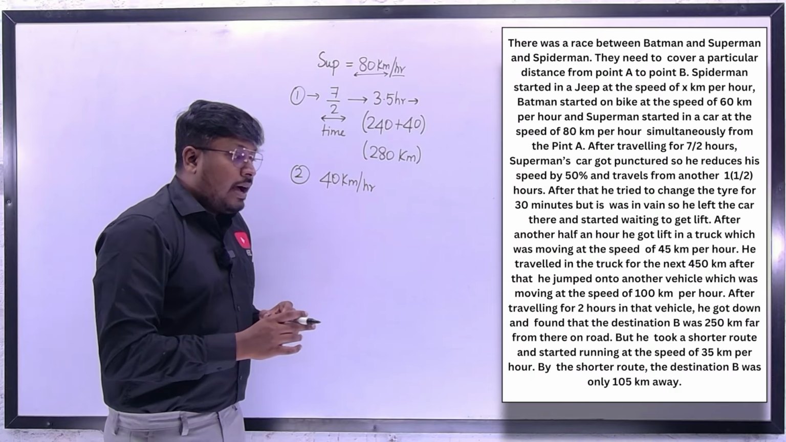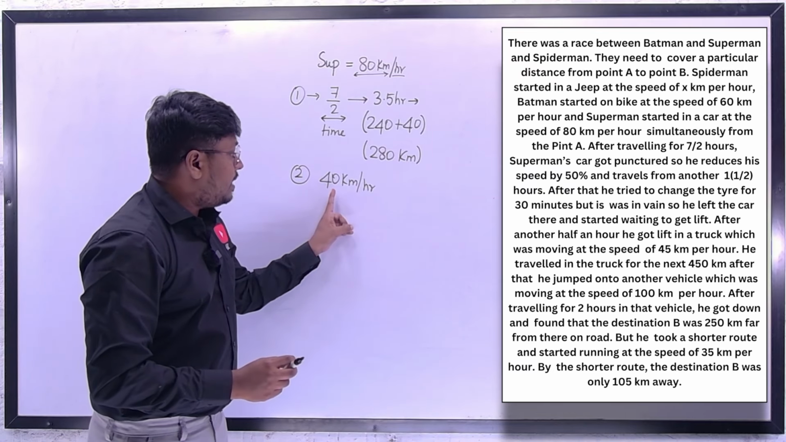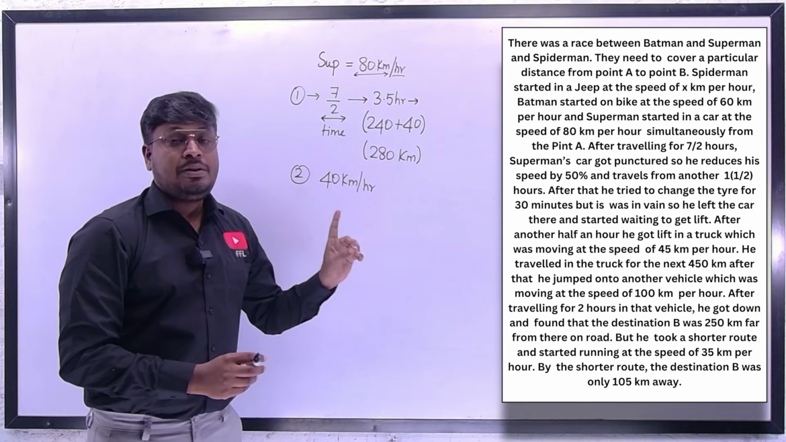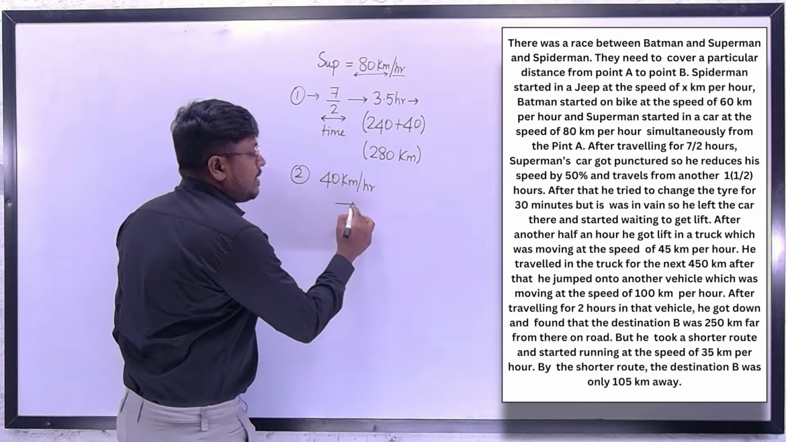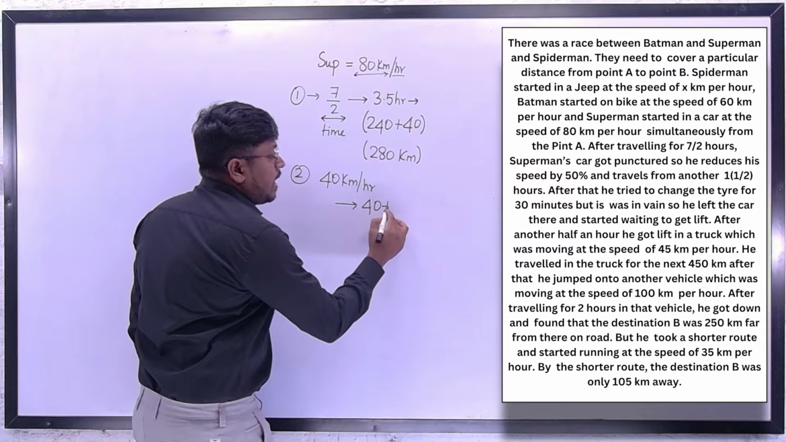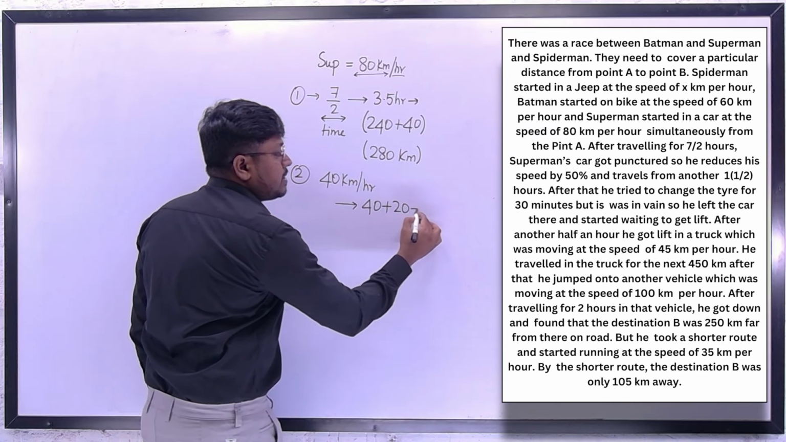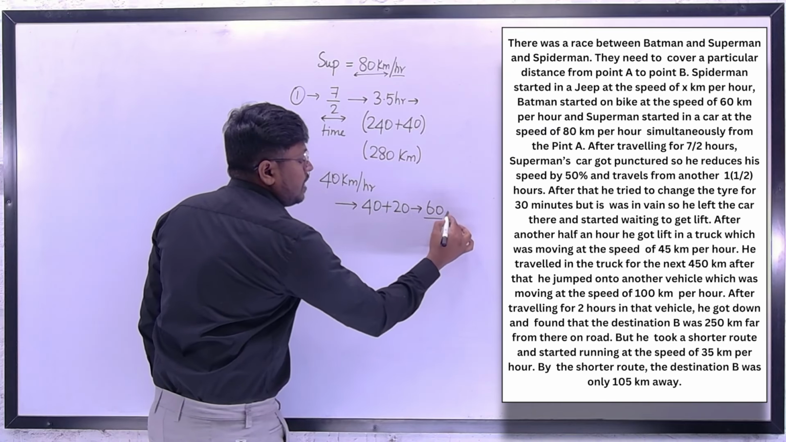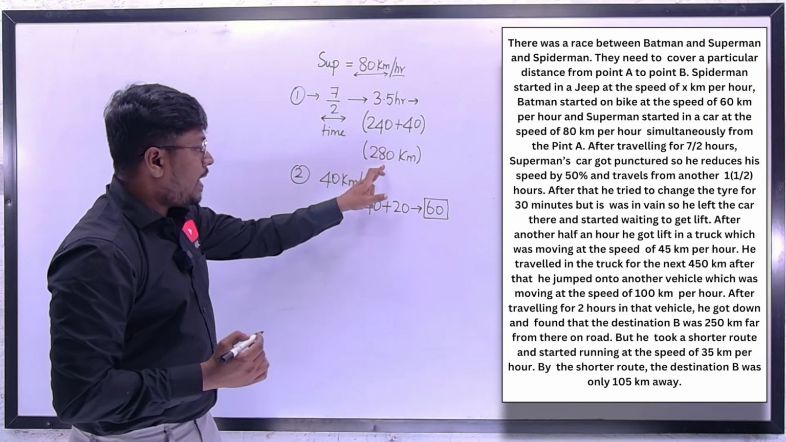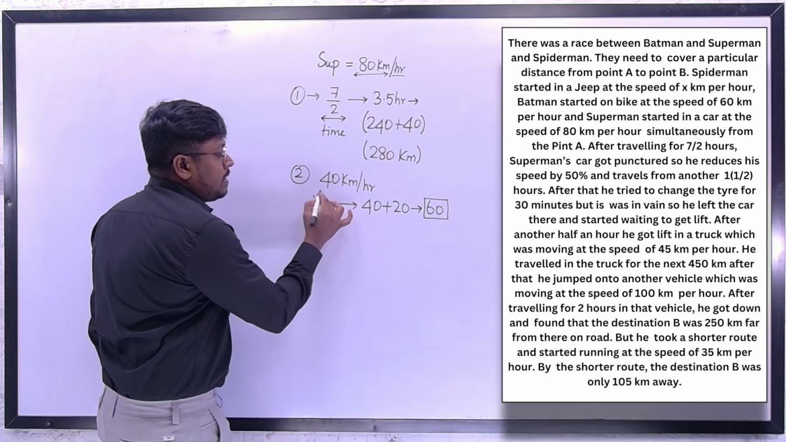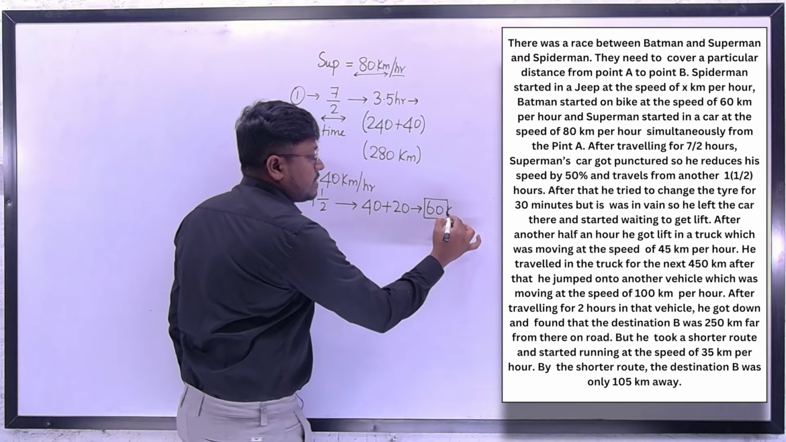And he traveled another 1.5 hours, right? At this speed he is traveling another 1/2 hour, that means 1.5 hours. So 1 hour he will be traveling 40, and then another half an hour. If 1 hour is 40, half an hour will be 20. So 40 plus 20 will be 60. So now we can say that for the first 7/2 hours, 280 kilometers, and then 1.5 hours he will be traveling another 60 kilometers.